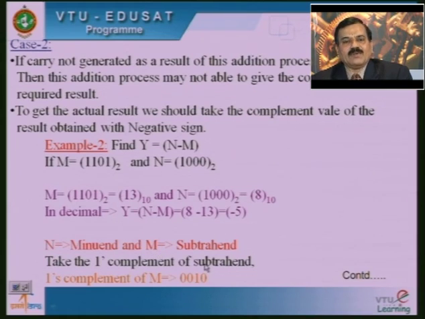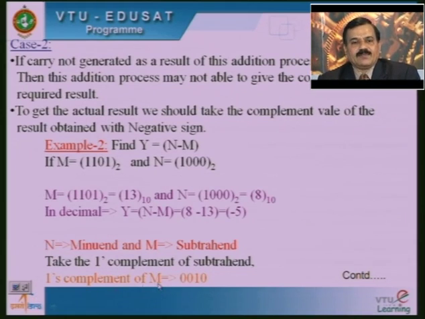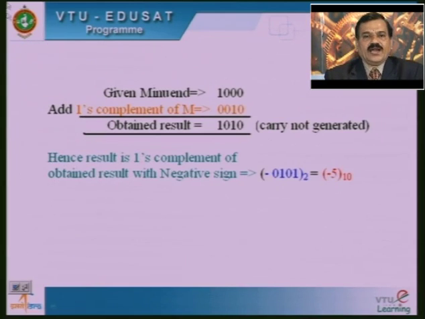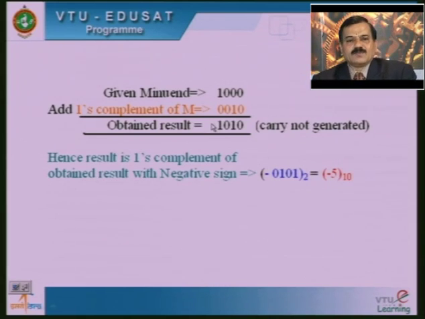Take 1's complement of subtrahend, and that 1's complement of subtrahend can be written as m complement value is equal to 0, 0, 1, 0. Then the given minuend value 1, 0, 0, 0 may be added with the 1's complement of m. So that is 1, 0, 0, 1, 0. So then 0 plus 0 is 0, 0 plus 1 is 1, and 0 plus 0 is 0, 1 is as it is, we have taken 1. And here we have not observed any carry.